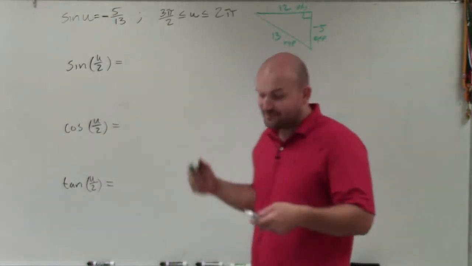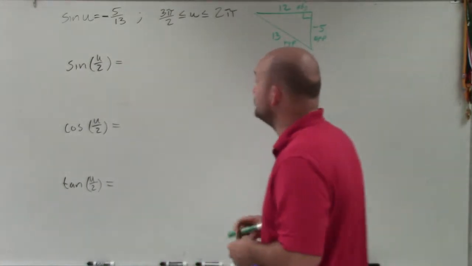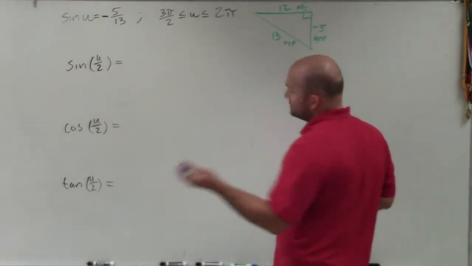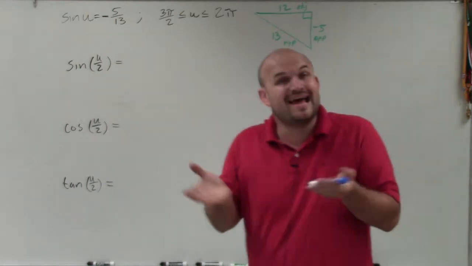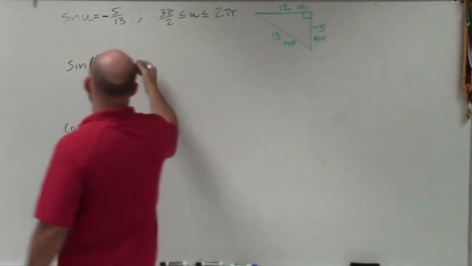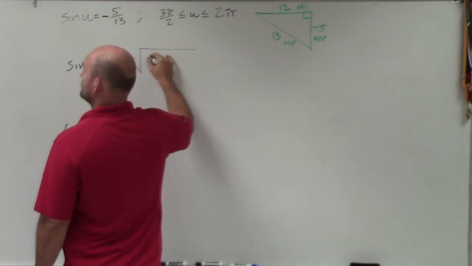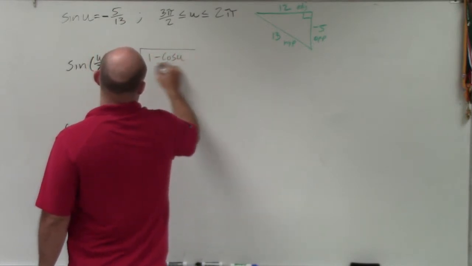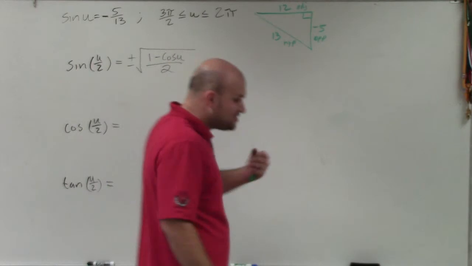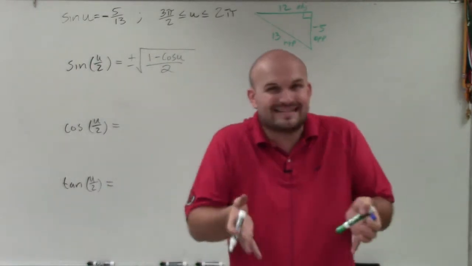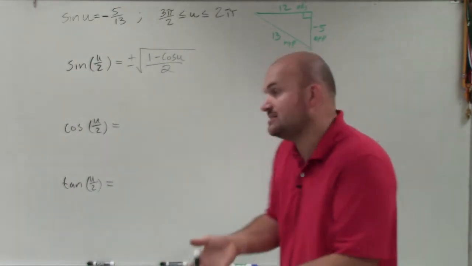Now we have to evaluate sine of u over 2, cosine of u over 2, and tangent of u over 2. To do that, we're going to use the half angle formulas. For sine, the half angle formula is plus or minus the square root of 1 minus cosine of u, divided by 2. The plus or minus is dependent on where the angle u over 2 resides.